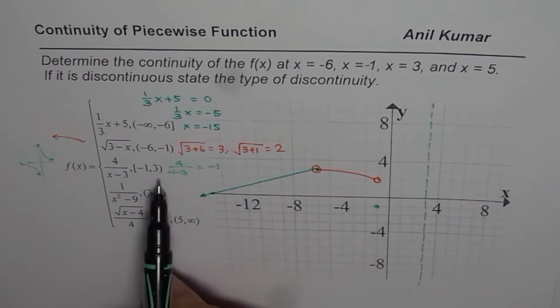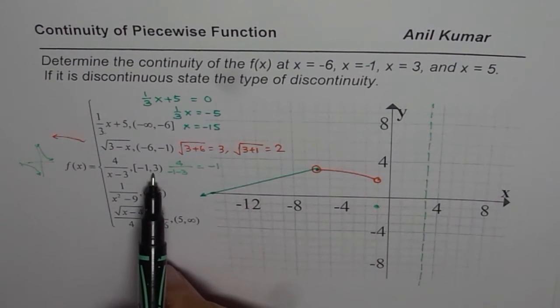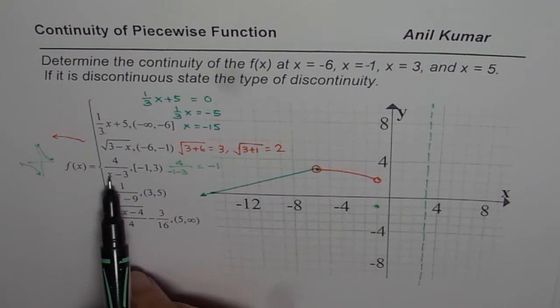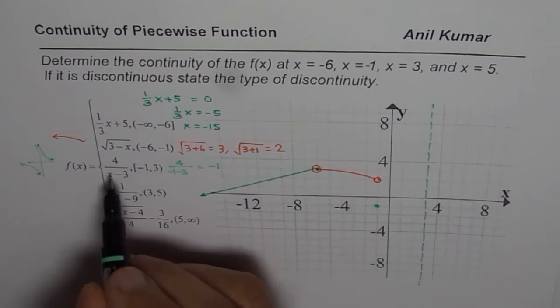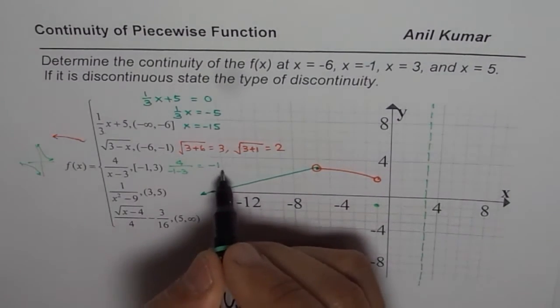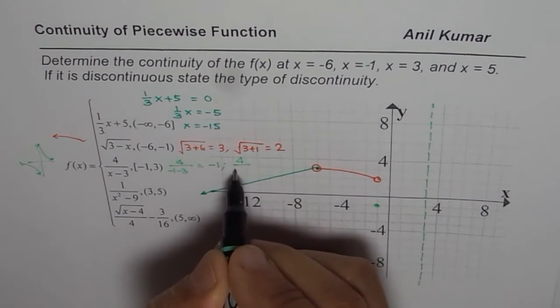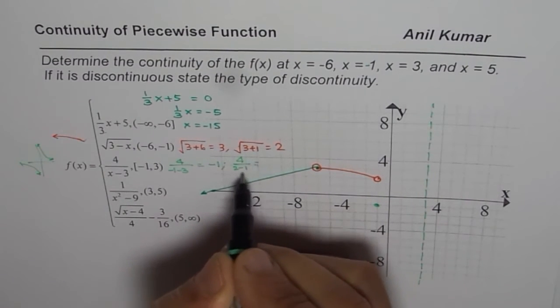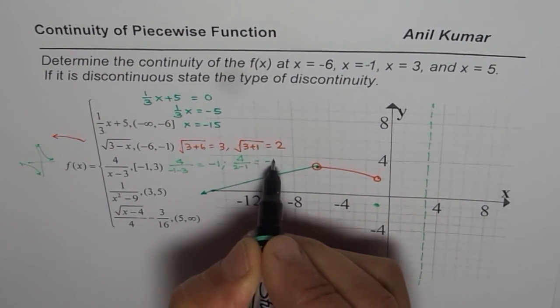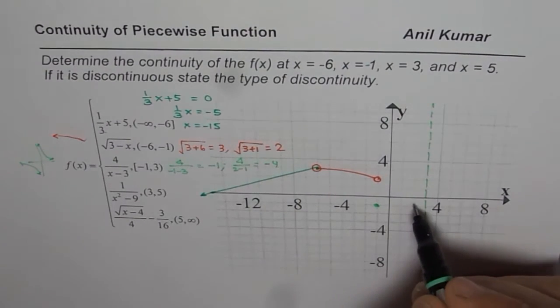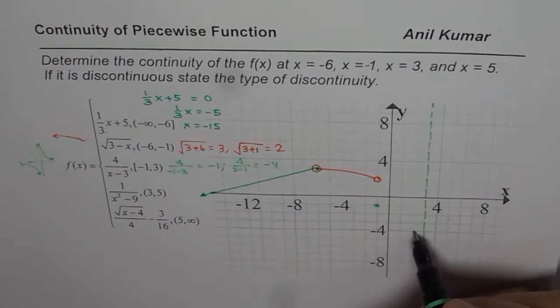Now, as x approaches 3, it approaches an infinitely large value. You need to check whether that value is negative or positive, right? So if I put in a value like 2 and substitute it here, I get 4 over 2 minus 3, which is 4 over minus 1. So we get minus 4, right? So at 2, we get minus 4 as our point.